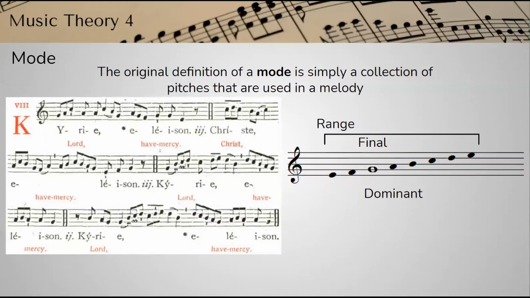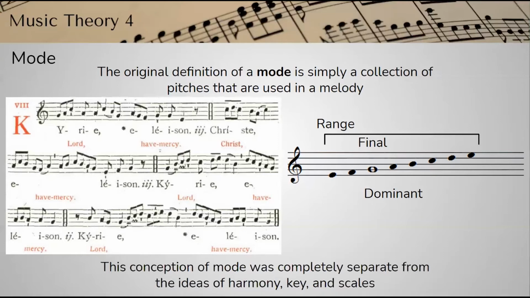Because what we're doing with the scale is we're really looking at all the notes that make up the chords of the key and putting those in order. We're not too concerned with how the melodies are constructed, right? We're more concerned with how the harmonies work. And we put those together and call it a scale. This is actually looking at the notes of the melody. We're determining how far down, how far up it goes around a central pitch, which pitches are the most prominent, things like that. So this shows you that the original conception of mode was completely separate from ideas of harmony, keys, and scales.